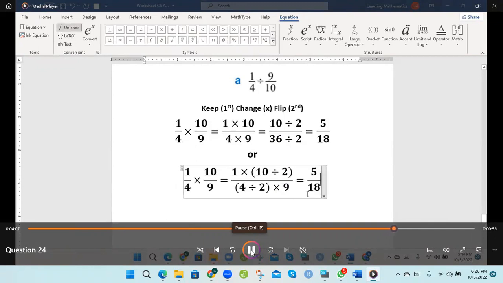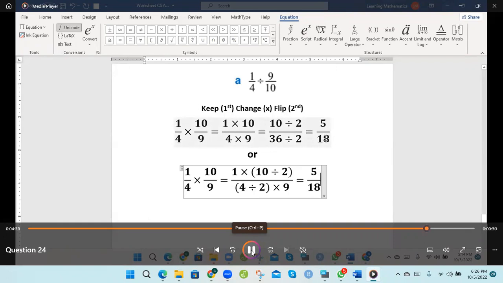Just remember, division of fractions, you keep the first fraction, change division to multiply, and you flip the second fraction, you invert it, and you apply multiplication, which is straight across, numerator to numerator, denominator to denominator. And the fraction that you get, if it can simplify, then you simplify it.